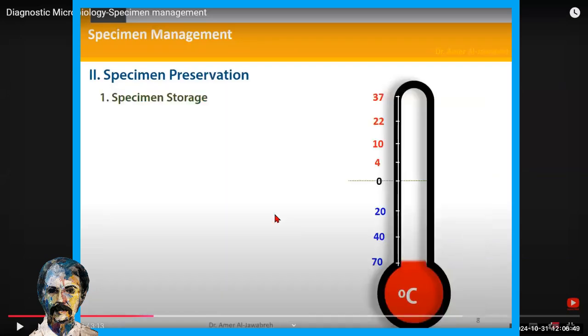Specimen storage. You have storage from minus 150 to minus 196, we call it liquid nitrogen. Then you have deep freezing, minus 70, minus 80, minus 60. Then you have normal freezing, minus 20. Then you have 0. Then you have the fridge, from 2 to 8, the normal fridge. Then you have room temperature, between 20 and 25. And then you go up and it becomes boiling.